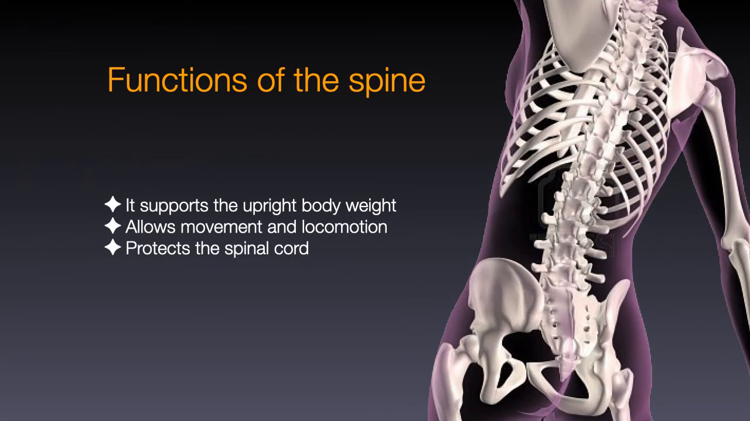Okay, so now we know that the spine supports the body weight, allows movements and locomotion, and protects part of the central and peripheral nervous system. Okay, so let's go on.